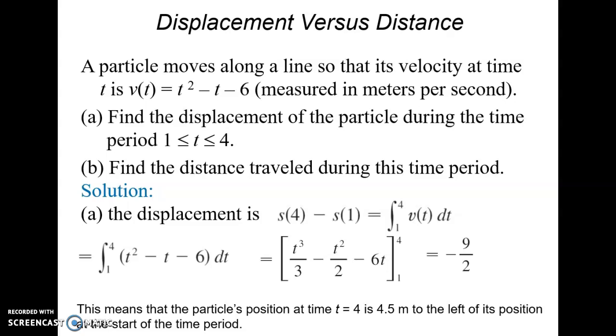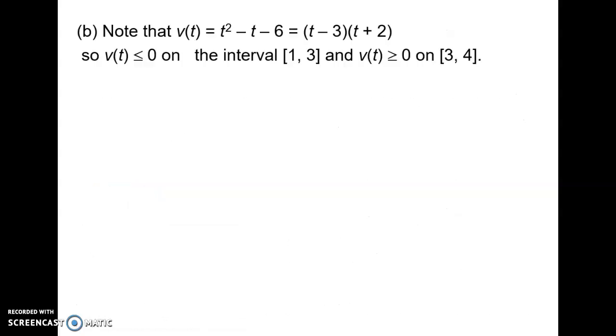This means that the particle's position at time 4 is 4.5 meters to the left, or to the negative side of where it started. Part B, though, asks us for the total distance it traveled here.